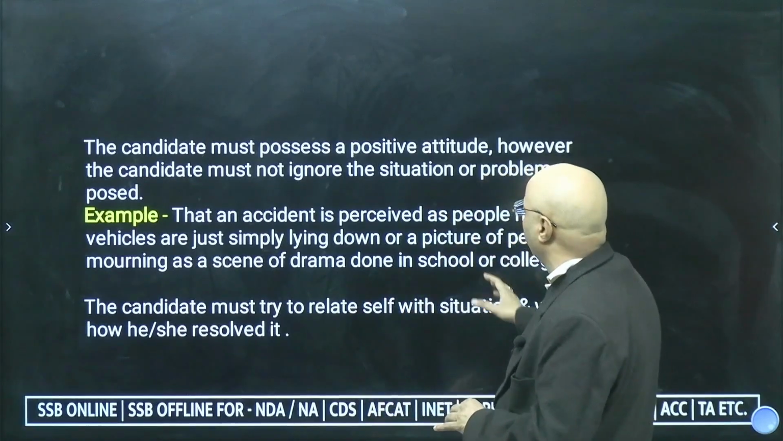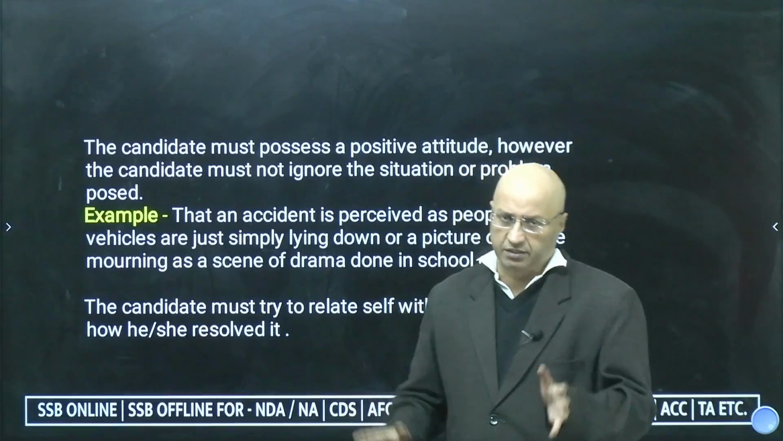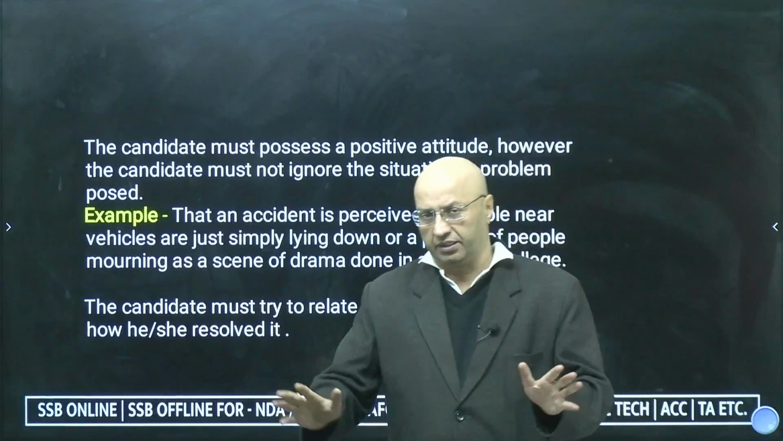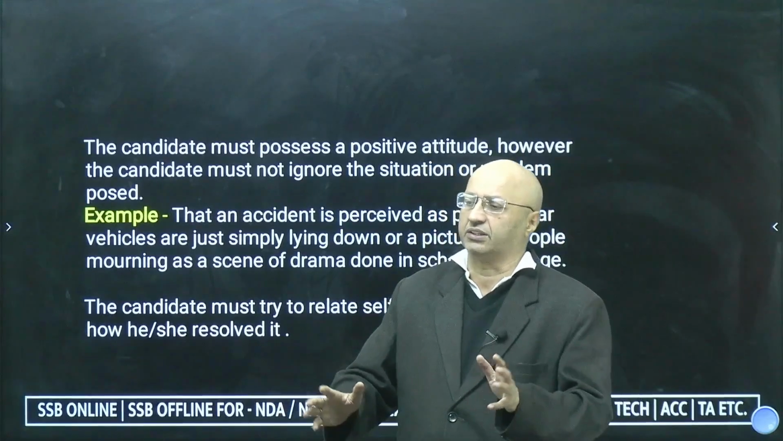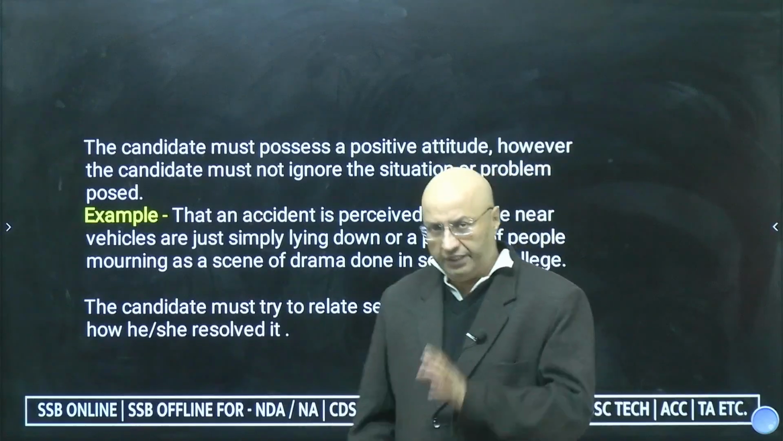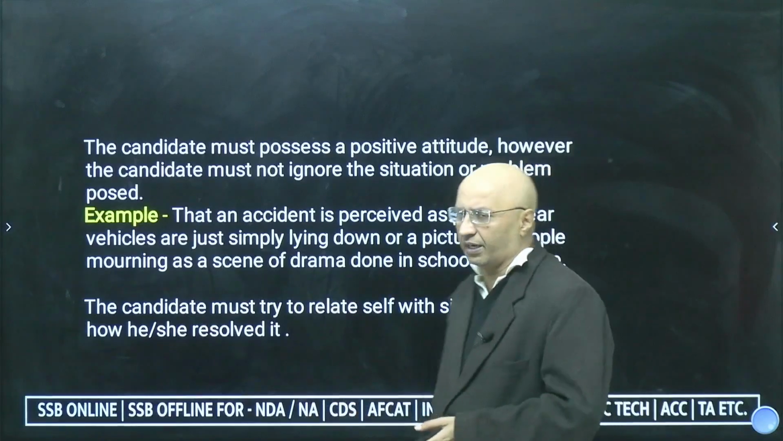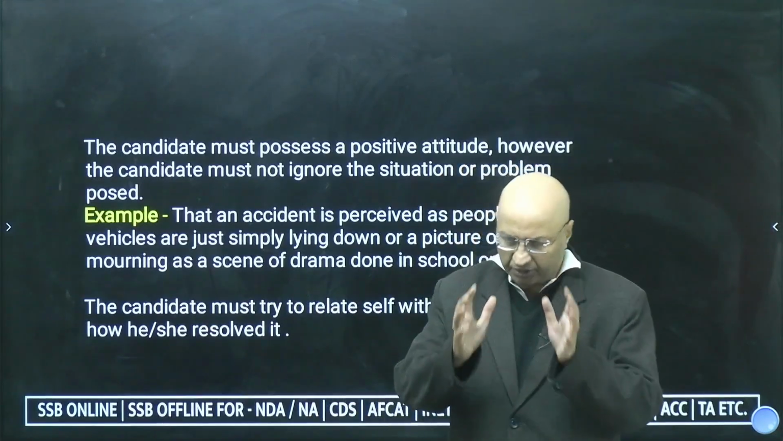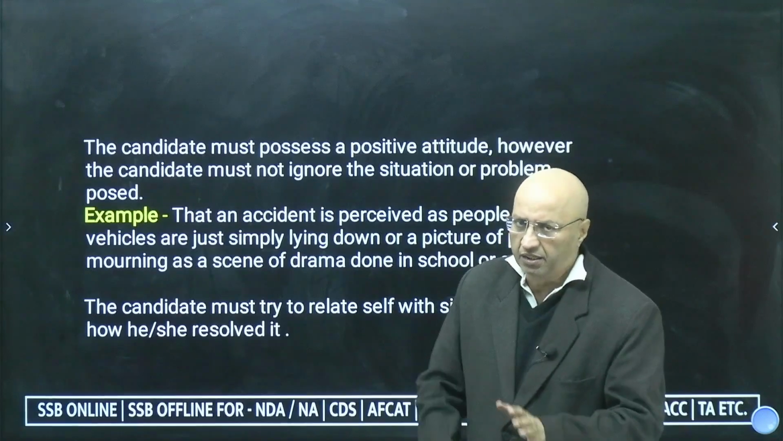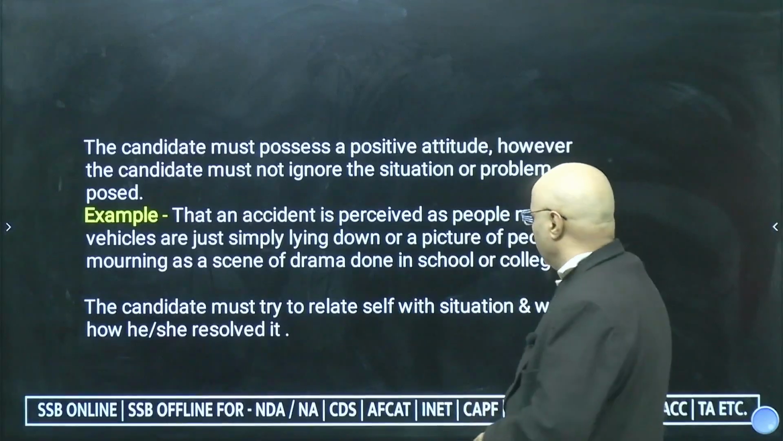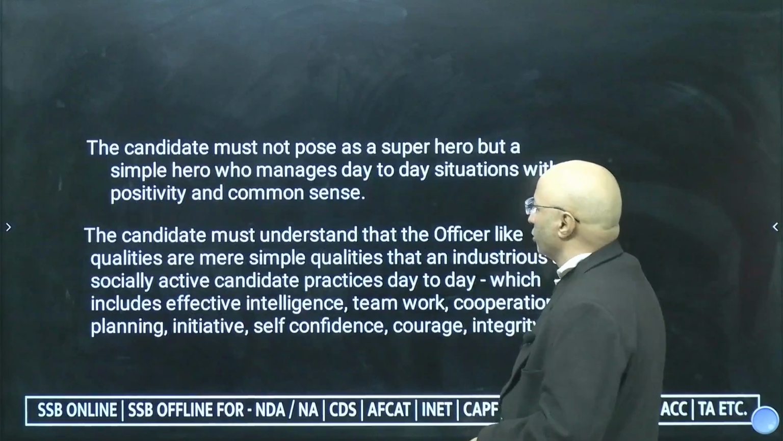Now there are some people who try to dramatize the thing. Like there is an accident and a vehicle is seen, and they are ignoring it. They say, no, the person is just lying near the vehicle. They are not identifying that it is an accident or that it is a scene of a drama. Don't do all this. Write something which is relevant, which is seen, so that it looks like you are giving your true response, and you must try to relate and write how she resolved it.